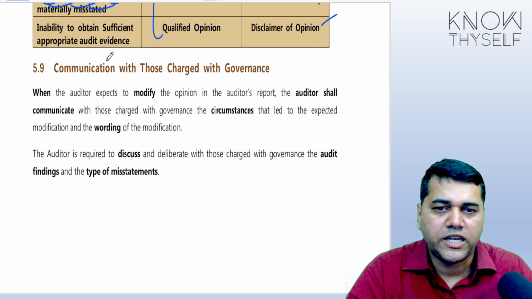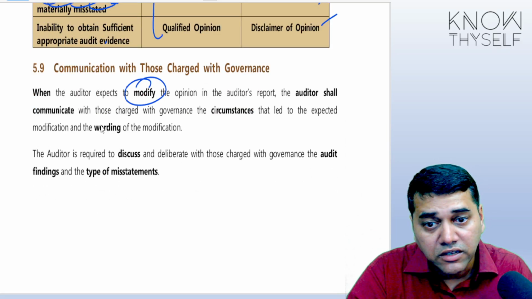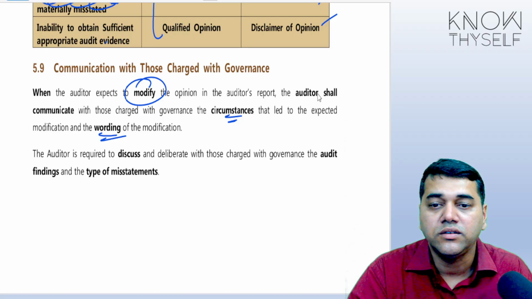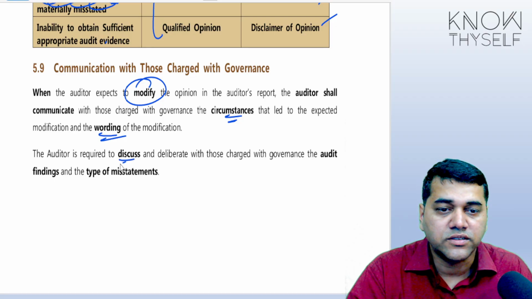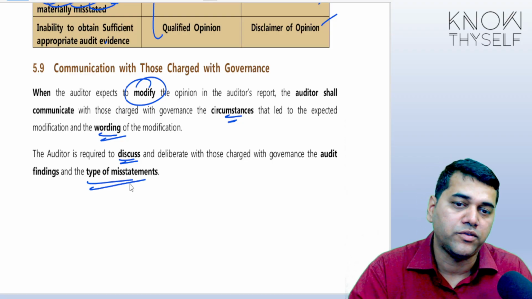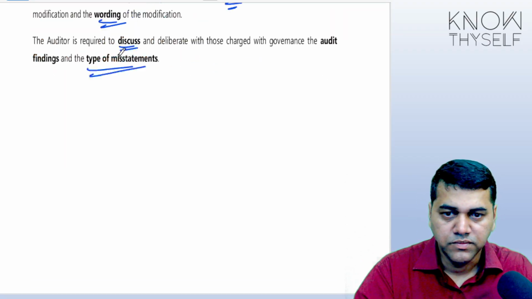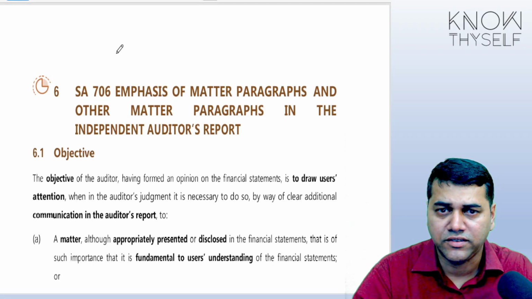And now, whatever you are going to modify along with the wordings, you need to communicate to the CCWG. The auditor shall discuss the audit findings and the types of the misstatements. With this, we are done with SA 705.